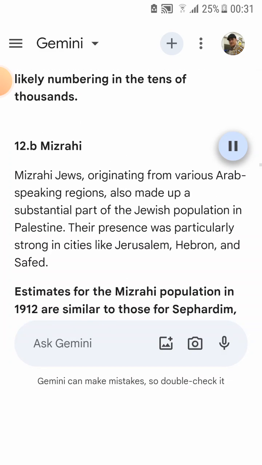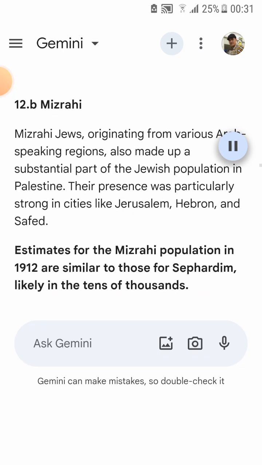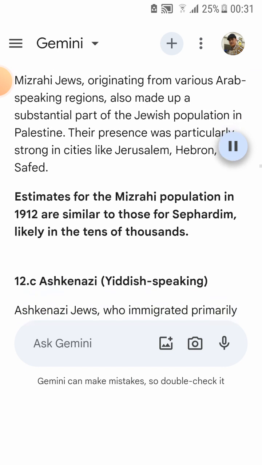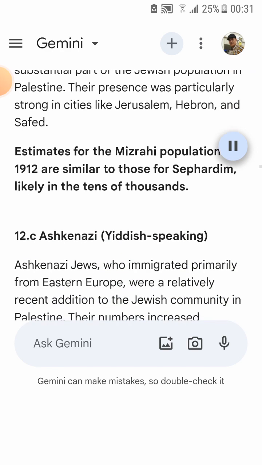Mizrahi. Mizrahi Jews, originating from various Arab-speaking regions, also made up a substantial part of the Jewish population in Palestine. Their presence was particularly strong in cities like Jerusalem, Hebron, and Safed. Estimates for the Mizrahi population in 1912 are similar to those for Sephardim, likely in the tens of thousands.